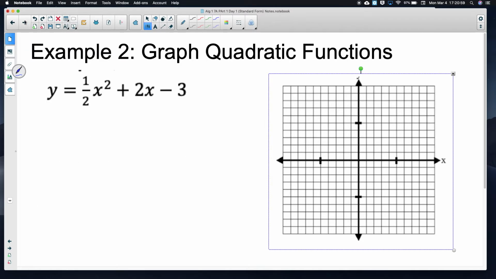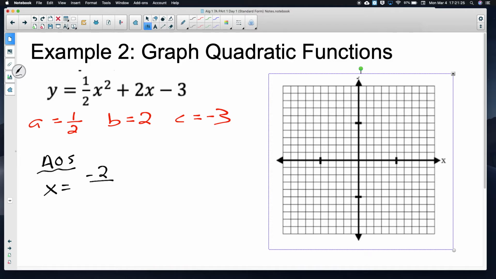So what's that going to look like? I've got this problem. My quadratic is y equals 1/2 x squared plus 2x minus 3. As always, I want to list what is my a value, what is my b value, what is my c value. So my first step is to find the axis of symmetry. So I've got x equals -b over 2a. That denominator is a little complicated right now. If I simplify it, I got -2 on top, and then 2 times 1/2 is just 1, so x is equal to -2.